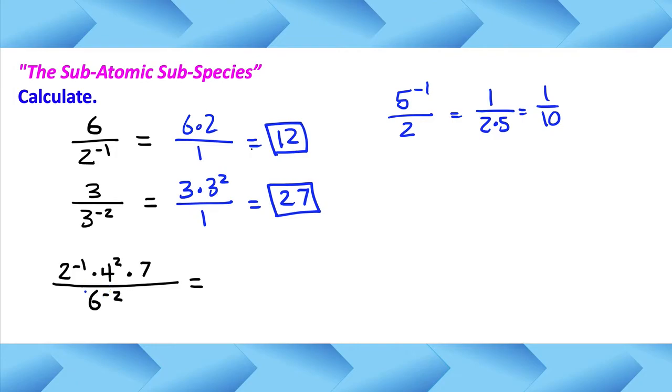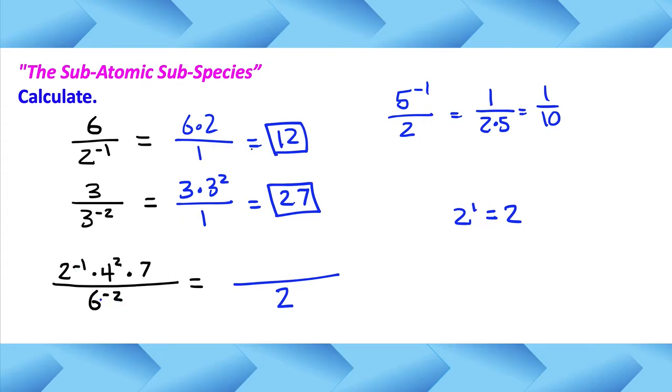All right, last one. Oh, we got a whole bunch of stuff. This one I'm definitely going to rewrite. I think it's best practice just to rewrite the ones that are negative. Put them where they are happy. So here we have 2 to the negative 1. You're going to become just a regular 2 on the bottom, because remember, anything to the first power, especially when it's a number, is just that number. So this 2 to the negative 1 moves to the bottom.